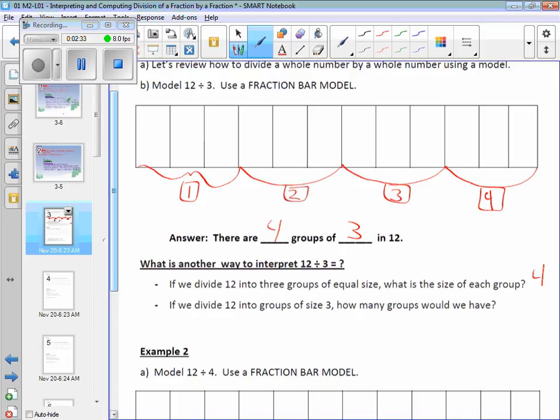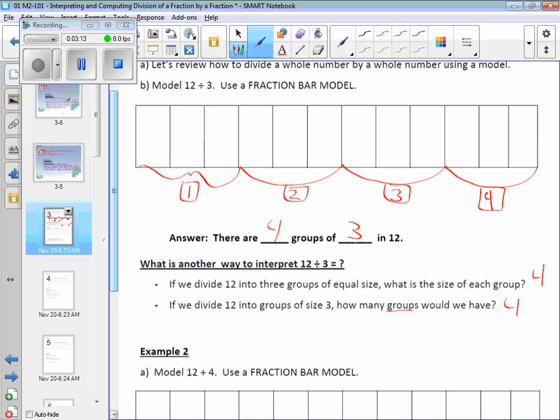If we divide 12 into groups of size 3, how many groups would you make? Each group is 3 in size. Each group is 3 bars. How many groups would you make? Also 4. Okay?